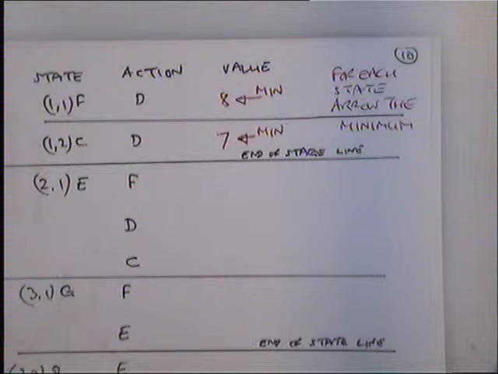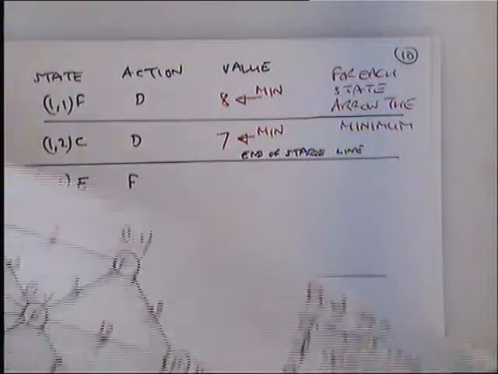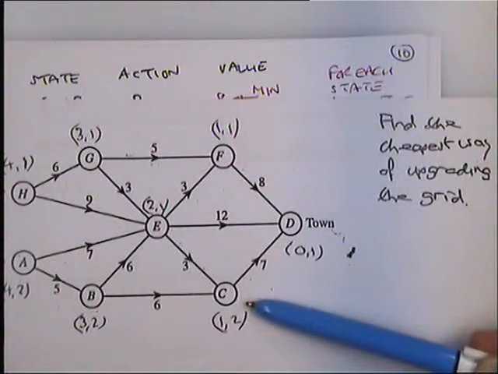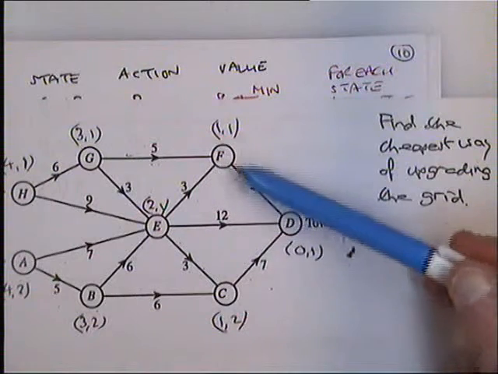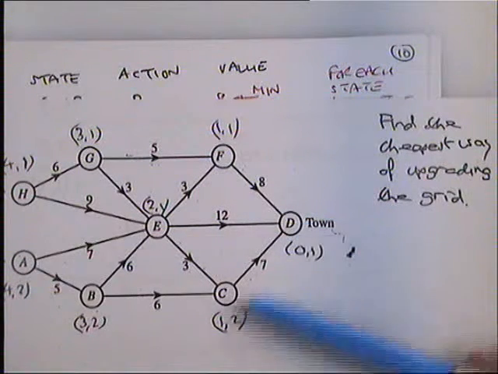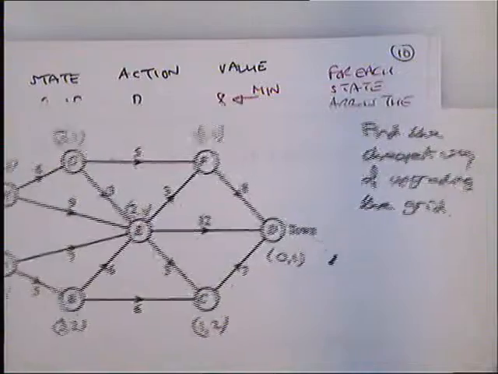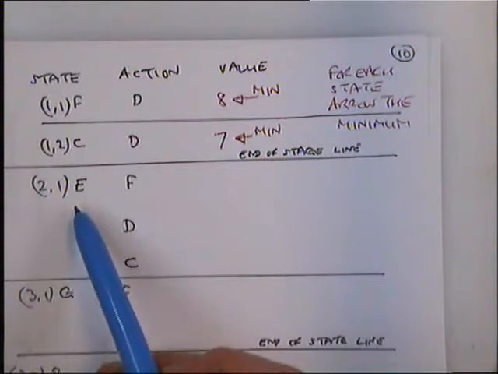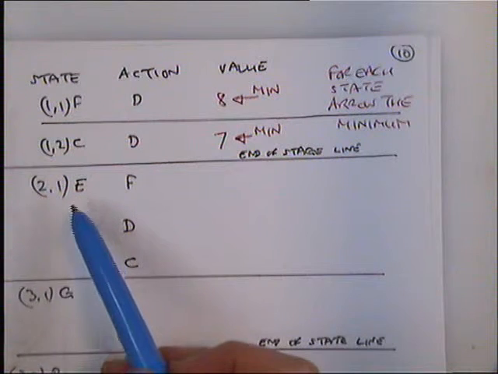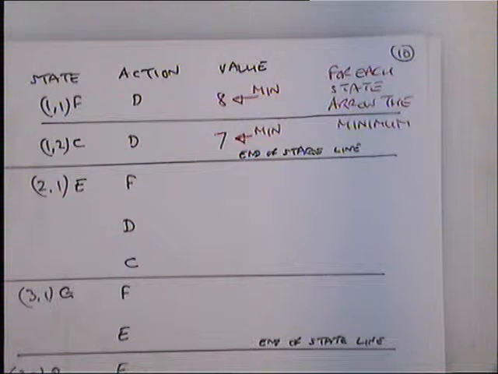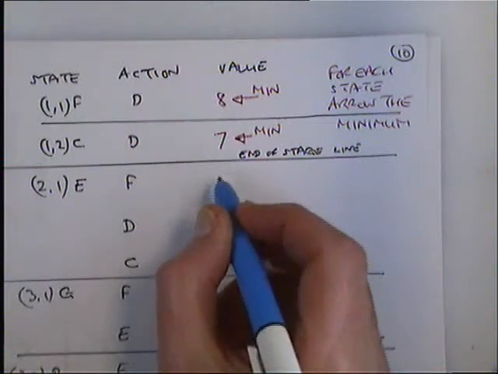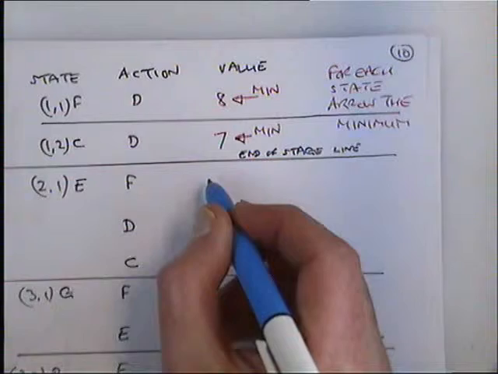Now we're going to work backwards into stage 2. Effectively, what we have said now is that if we are in any of these stage 1 things, we know what the best thing to do is. If we're at F, the best thing to do is down there, and if we're at C, the best thing to do is there. Well, they were the only choices we had in that one. So next, if we are at E, we have options going to either F or D or C. If we go from E to F, what is the cost of going from E to F according to the network?